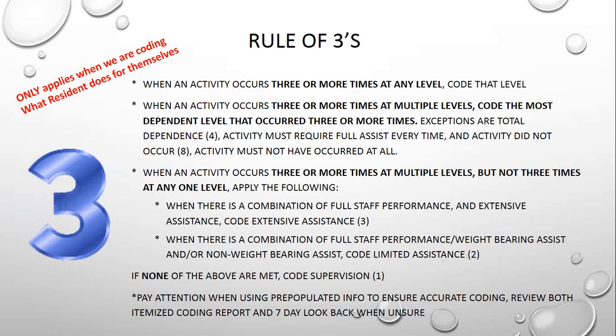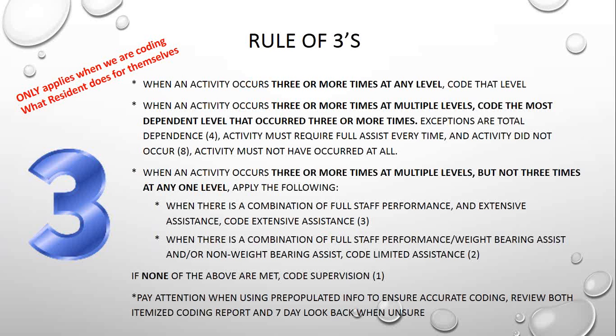So when an activity occurs 3 or more times at any level, that's the level you're going to code. And if an activity occurs 3 or more times at multiple levels, you'll take the most dependent. So if you had 3 2s, 3 3s, and 3 1s, you would take the 3. That's how you would code it. Okay, because you're taking, it occurred 3 times and it was the most dependent.